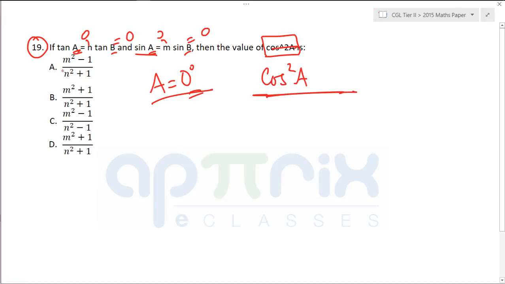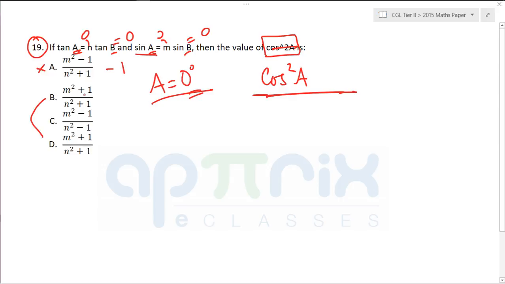But here what will happen? If you put mn is equal to 0, this will give you -1. It is not possible. These two options are written the same. Actually, they should not be the same. Some mistake has been made while typing, right? These options should not be the same, right?